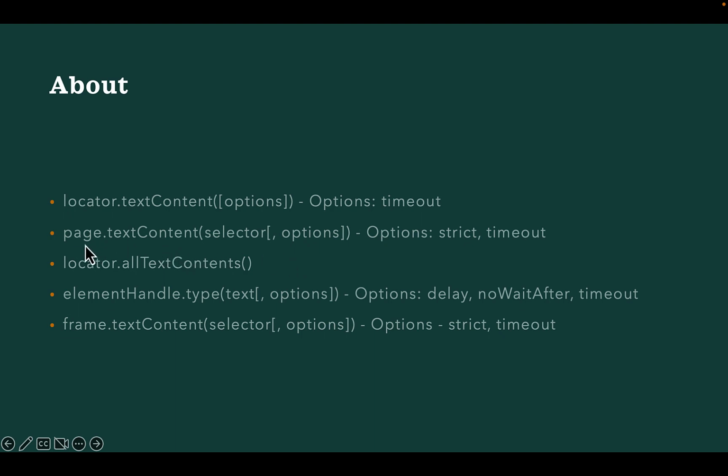TextContent, which is associated with page fixture, accepts selector as well as options including strict and timeout. And allTextContents does not require any options to be specified as a parameter. Then you can use this textContent method with element handle as well as frame. We will discuss the first three in this video.